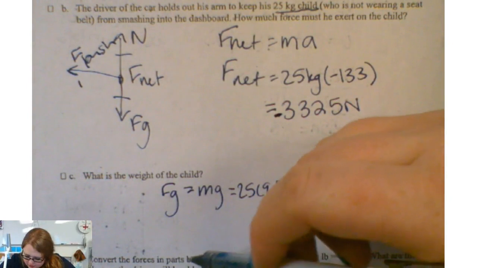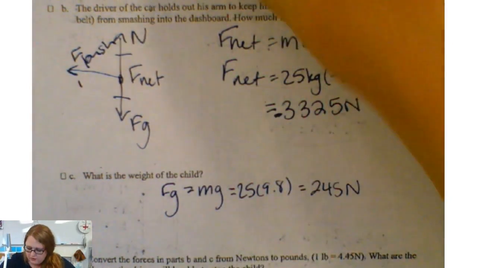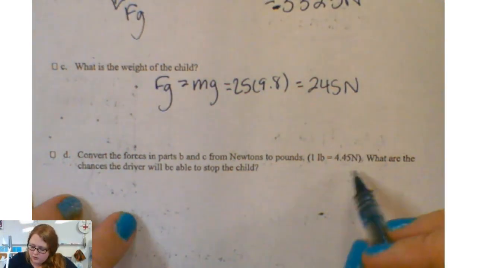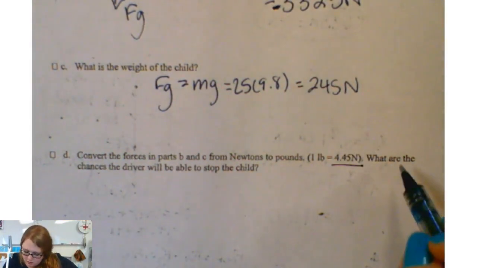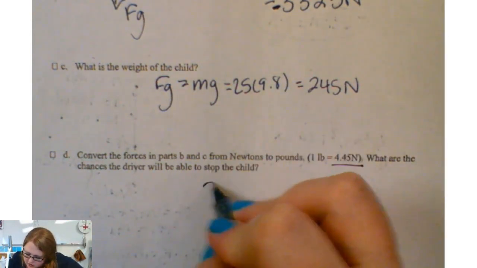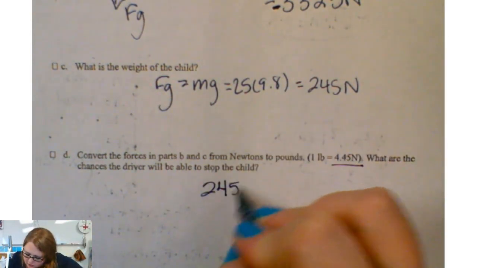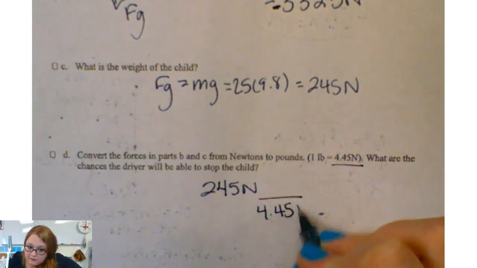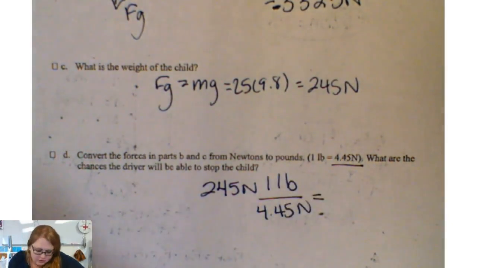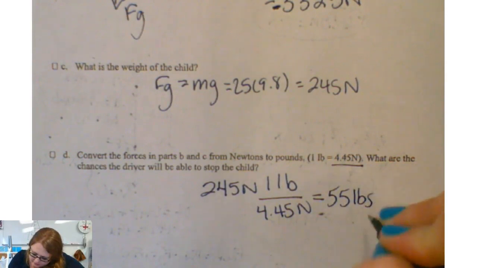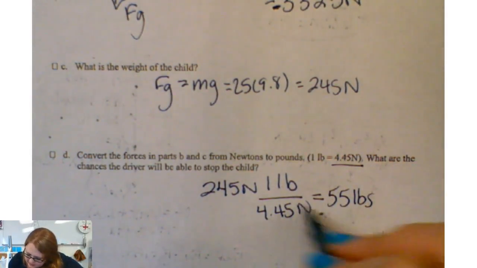Convert the forces in parts B and C from newtons to pounds. 1 pound is 4.45 newtons. What are the chances the driver will be able to stop the child? Okay, so let's turn 245 newtons into pounds. There are 4.45 newtons in 1 pound. So 245 divided by 4.45, 55. So that's 55 pounds. The kid.